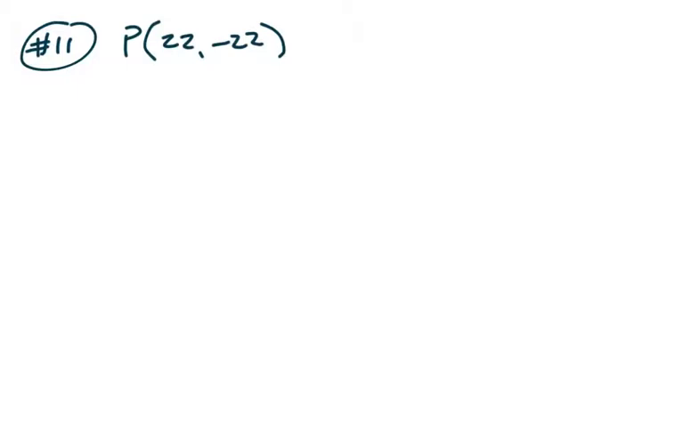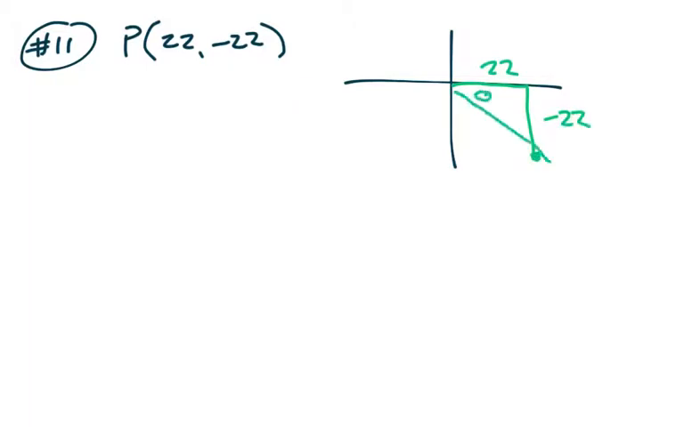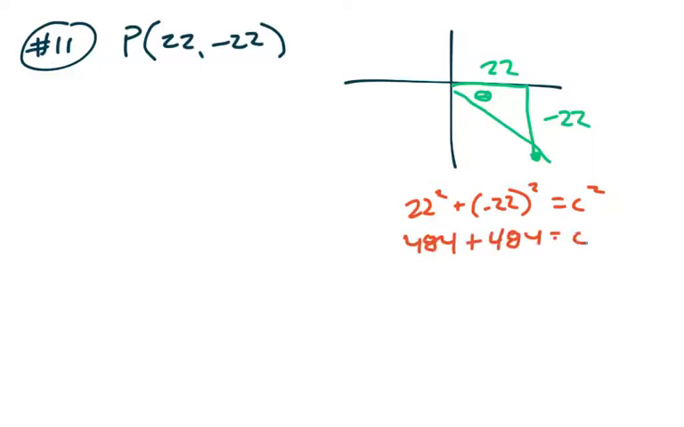Alright, then we move on to this one here, number 11, which I didn't have room for on the other page. And so if we go over 22 and down 22 to get to our point P, we make this triangle here. We are going to want to find our missing side length, our hypotenuse, by looking at 22 squared. 22 squared is 484. And so we've got 2 of those, which means we have 968, which we will be square rooting.